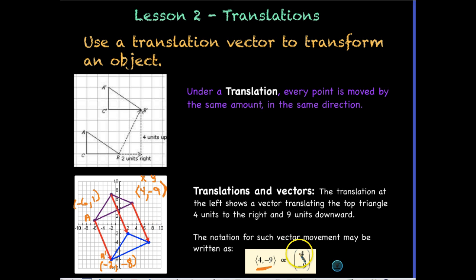Another way to notate vector movement is by using a matrix. So you can see that x is on top and y is on bottom. But it's going to be important for you to remember that this is not a point, this is a movement. This is a movement to the original shape to create the image.